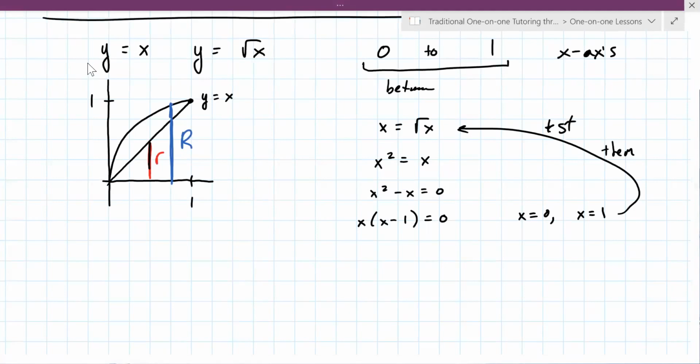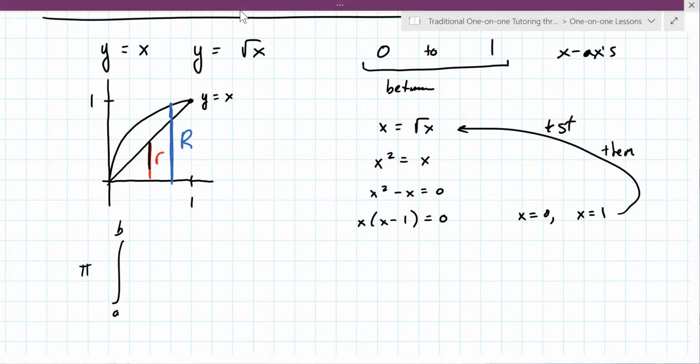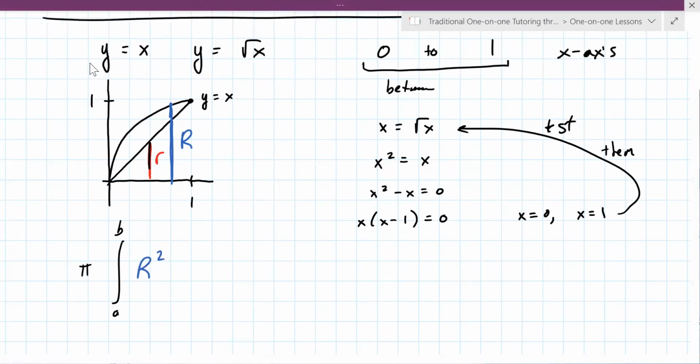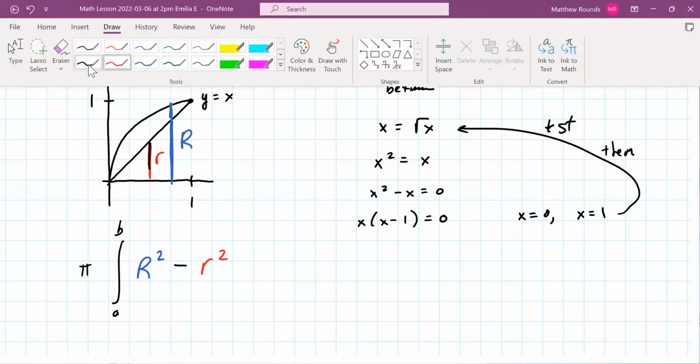Why are they in different places on the x-axis? The simple answer is because I don't want to overlap them, but they're supposed to be in the same place. Gotcha. So it's the integral from a to b, and then I'll use colors here. Big R squared minus little r squared, and then it's dx or dy depending on the type of problem you're doing.